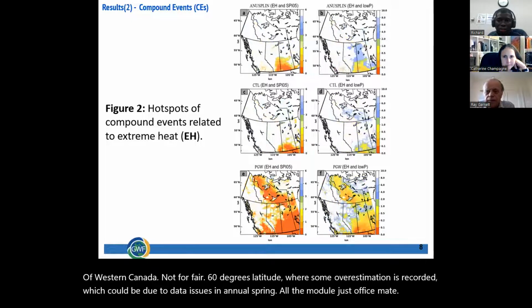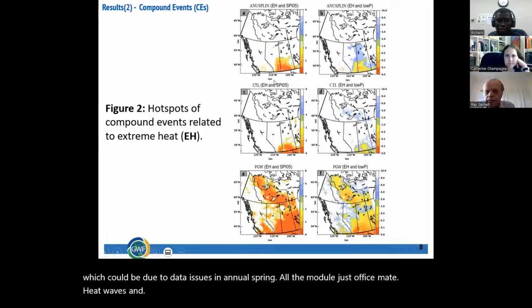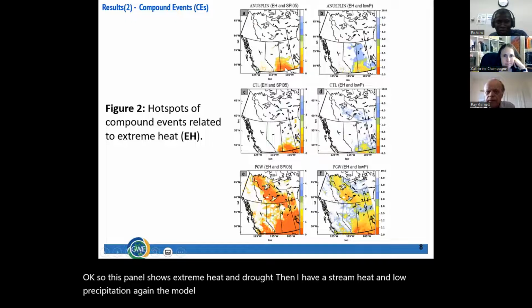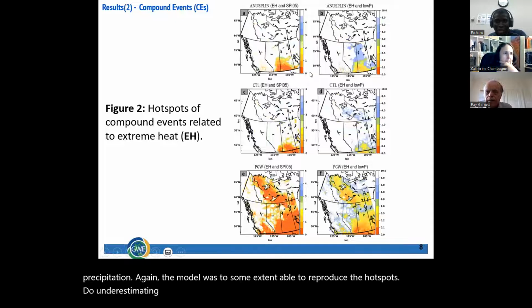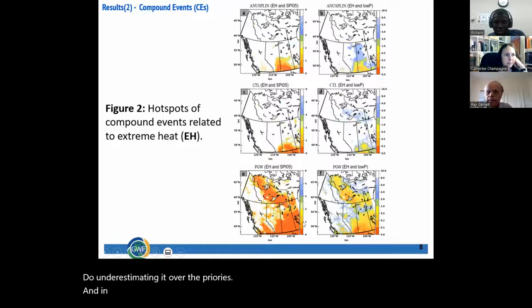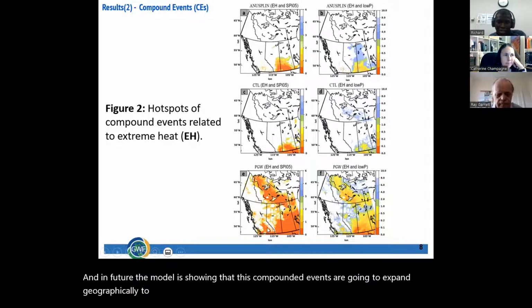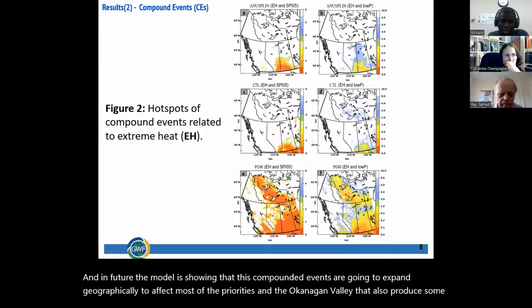So this panel shows extreme heat and drought. Then I have extreme heat and low precipitation. Again, the model was to some extent able to reproduce the hot spots, though underestimating it over the prairies. And in future, the model is showing that these compounded events are going to expand geographically to affect most of the prairies and the Okanagan Valley that also produce some cold season crops in Western Canada.